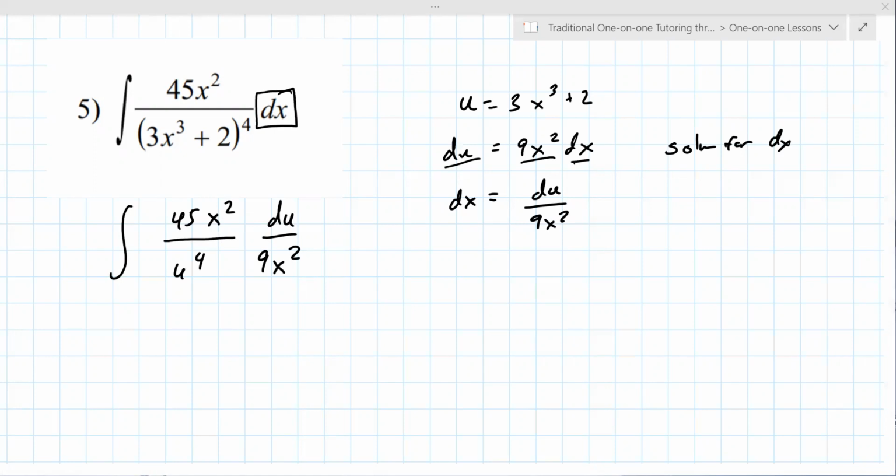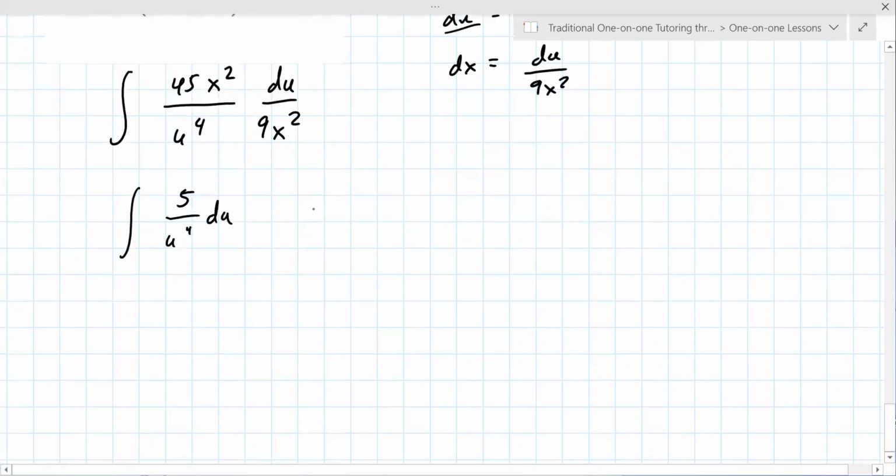So then you cross cancel, right. So you get integral 5 over u to the 4th du. Yep. And then you can bring the 5 out if you want, but this equals 5 times u to the minus 4th du. So it's a power rule integral. Doesn't the du and the integral cancel at that point? Not until you've dealt with it. This is just a rewrite step.